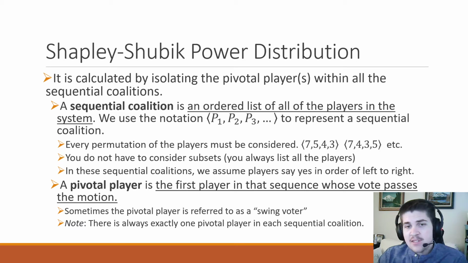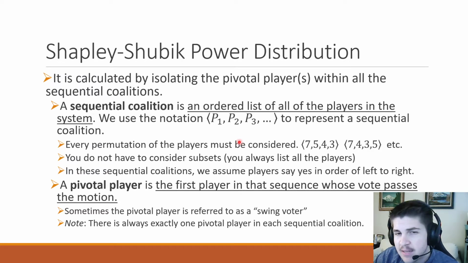But one of the key differences with the Shapley-Shubik method is when we're thinking of the sequential coalitions, we're not going to be doing subsets. We're going to be doing a complete list of all of the players. But instead of thinking about who says yes and who says no, we're going to think about what if they said yes in this order. And so basically in the Shapley-Shubik power distribution, we're just going to use a different notation so that when we're doing math on our paper, or when we're reading the textbook, we can kind of tell, okay, what does this mean? What's the difference? There's no greater meaning to the symbols that we use.